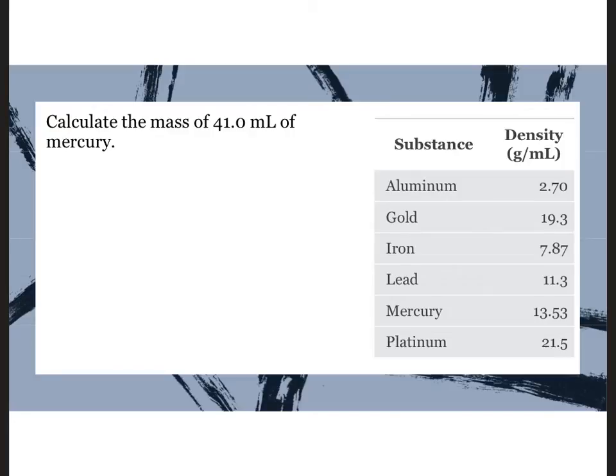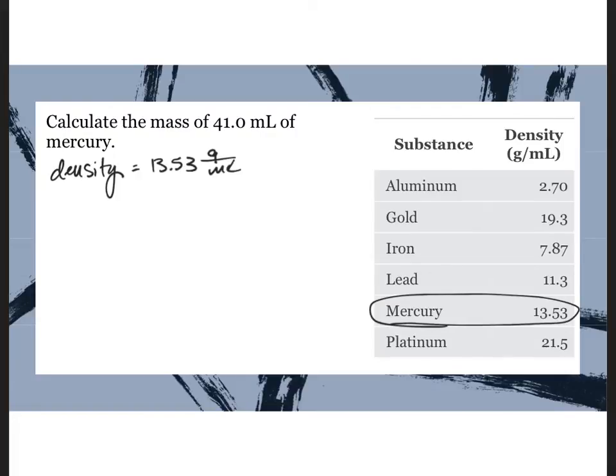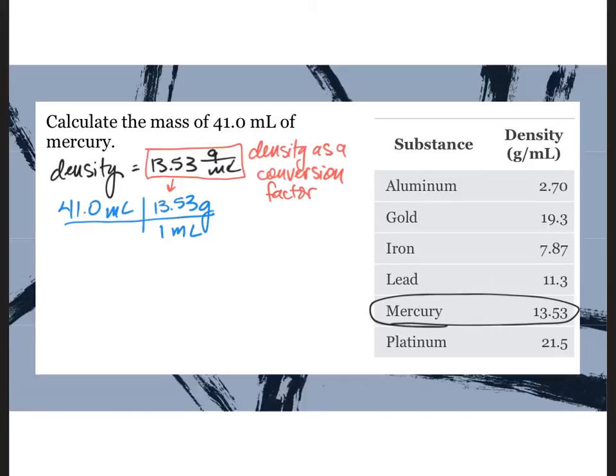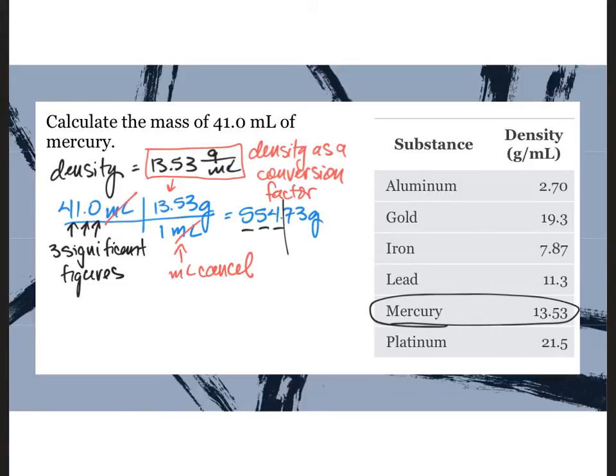Suppose you have 41 milliliters of mercury. We can use the density as a conversion factor to calculate the mass of mercury. We set up the problem with the information we're given, milliliters of mercury, then use the density to get rid of the unit we don't want, milliliters, which goes on the bottom. The unit we do want, the mass, goes on top of our conversion factor. We're given three significant figures, so we'll round our answer to three significant figures as well.